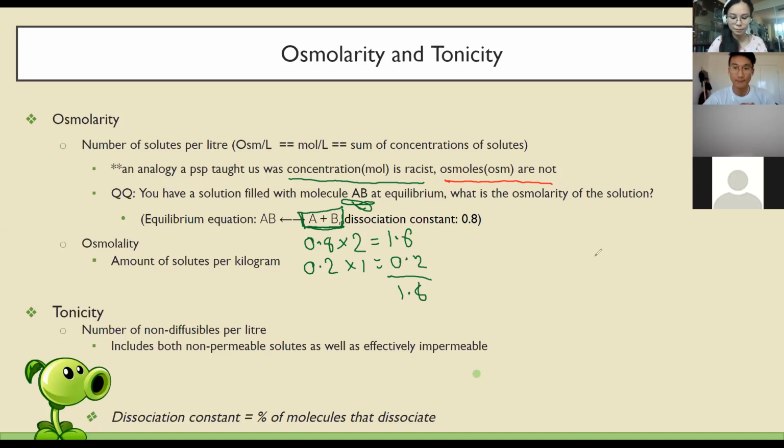Moving on, osmolality is basically the same thing, but with an L in terms of word. And that takes into consideration mass instead of volume. Pretty simple, straightforward.